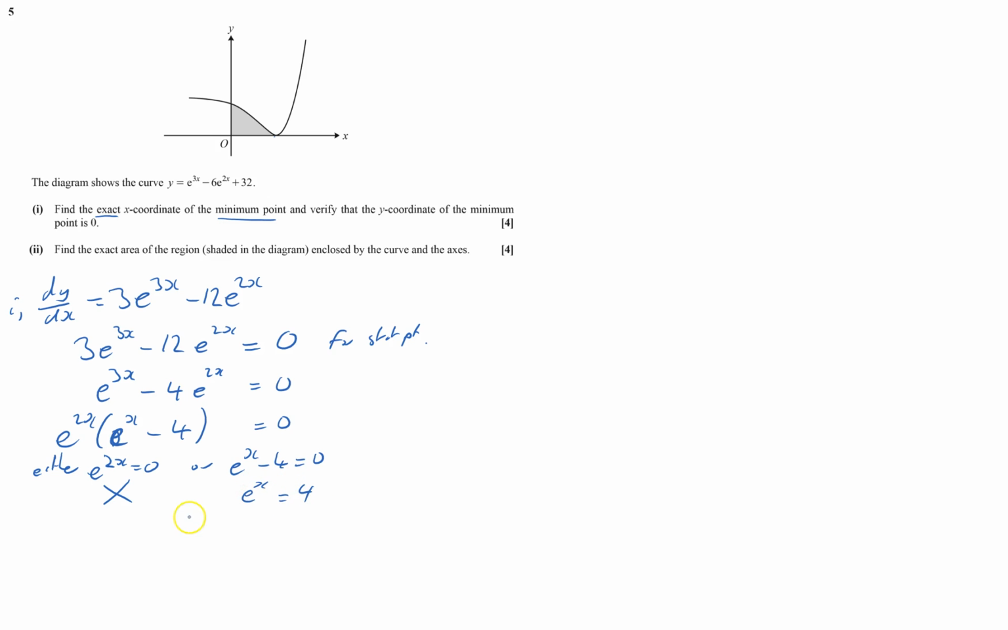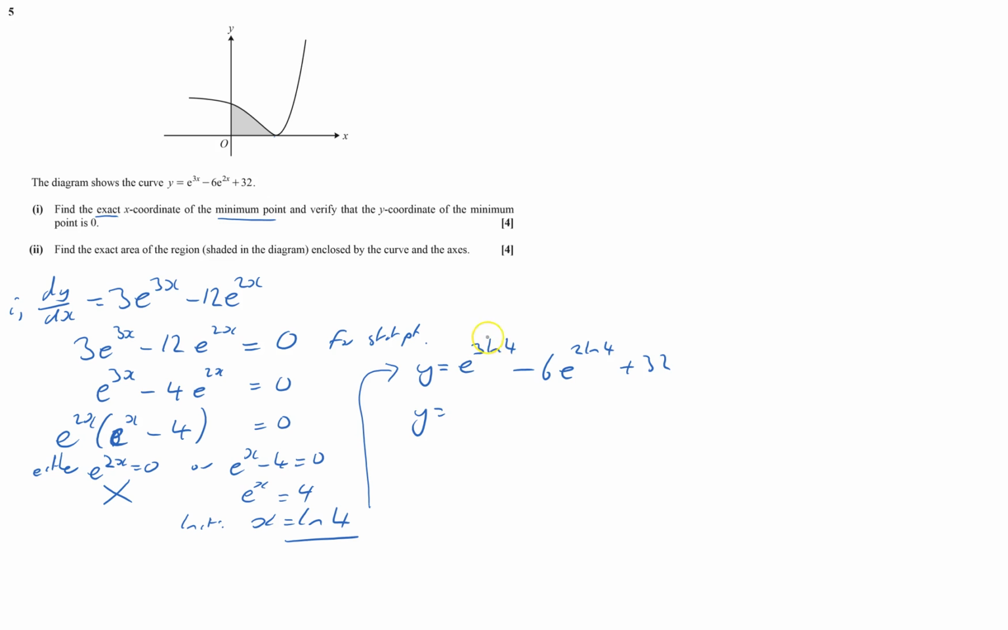To get rid of the e, I take ln, and that will give me that x equals ln 4. That's the exact value. Then I need to show that the minimum point is 0. So y equals e to the 3x, so that'll be e to the 3 times x, which is ln 4, minus 6e to the 2 times ln 4, plus 32.